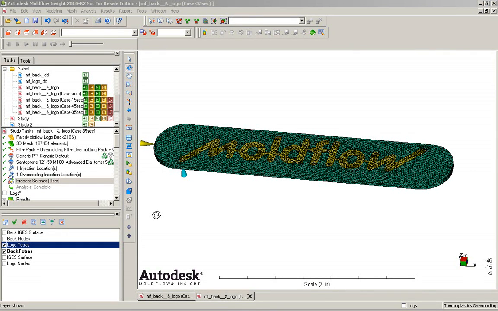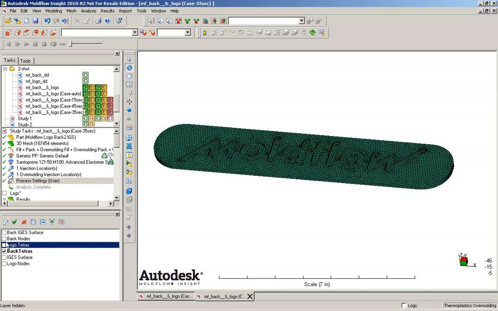Autodesk Moldflow Insight has many advanced simulation capabilities, including that of two-shot overmolding. Here we have an assembled 3D mesh showing the first molding in green and the overmolding in yellow. These two will be simulated together to show the influence of temperature and shrinkage and warpage between the two components. The first component is made of a polypropylene and the second of an elastomer.